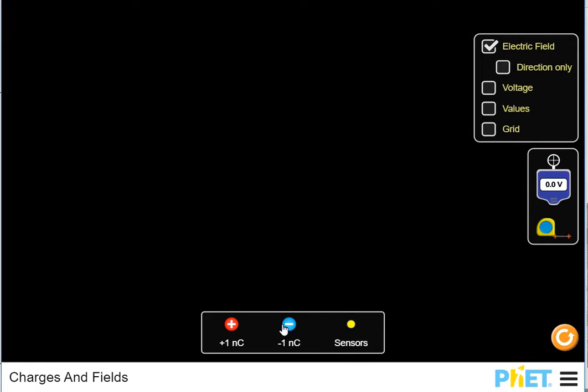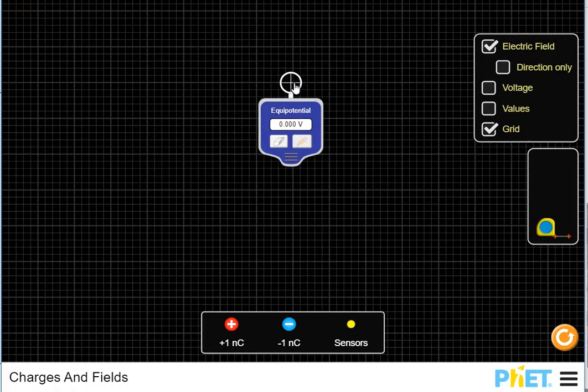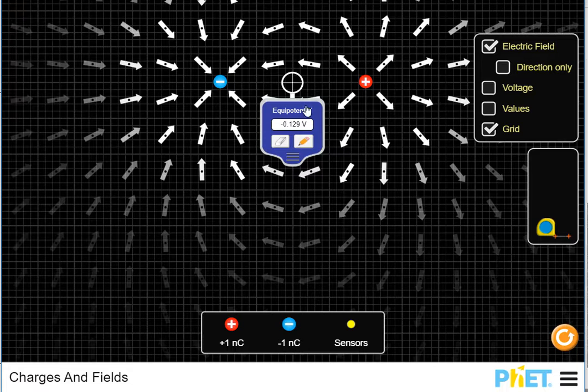So field is a vector, potential is just energy. And we can do it with negative charges as well. So let's see what happens. Let's put my sensor right there. Right now it has 0 volts. If I put a negative charge right here, we have negative 9.080 volts. If I put a positive charge on the opposite side, guess what it's going to equal? Oh, I hope you said 0. Again, it's not going to be perfect, but if I can get that perfectly equidistant, it would come out pretty close to 0.